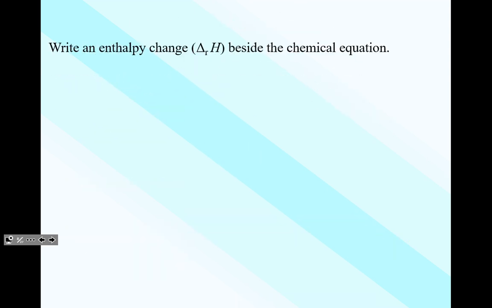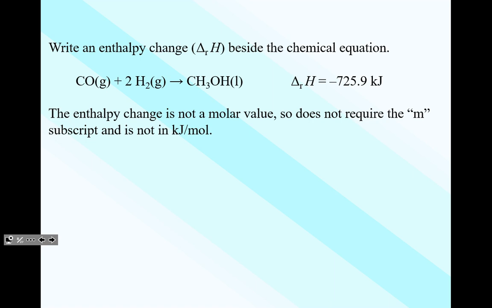So let's look at some examples. Write an enthalpy change beside the chemical equation. This is what it's going to look like, kiddos. The enthalpy change is not a molar value. Notice that it's not kilojoules per mole. It's kilojoules. We're looking at it as it's balanced already. So let me just repeat: the enthalpy change is not a molar value, so it does not require the m subscript and is not in kilojoules per mole.